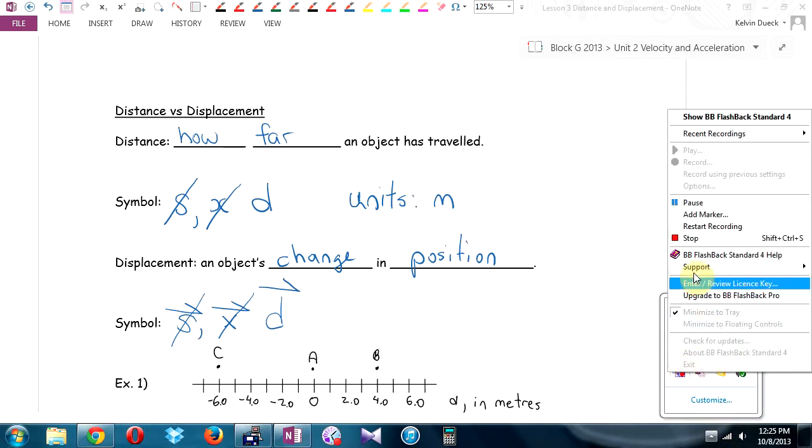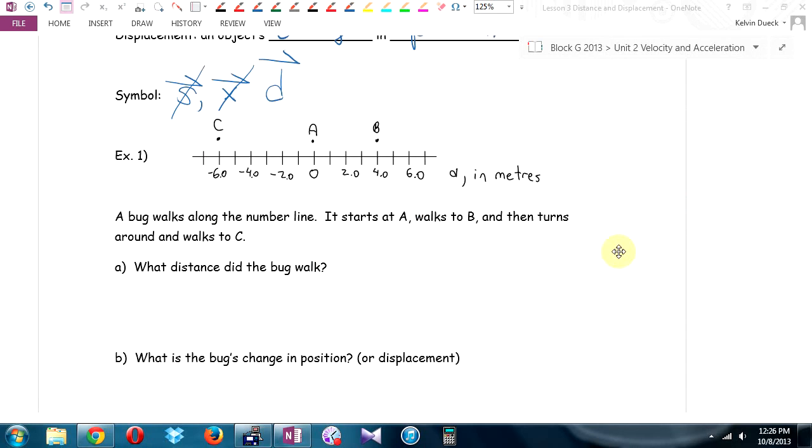I need a volunteer. Oh, so one of our standard fallbacks is we like to visualize little bugs walking. So a bug walks along a number line. It starts at A, walks to B, and then turns around and walks to C. If I was drawing that, it would look something like this. Starts at A, walks to B, and then turns around and walks to C. And sometimes the picture helps me really visualize what's going on. I think that little drawing does.